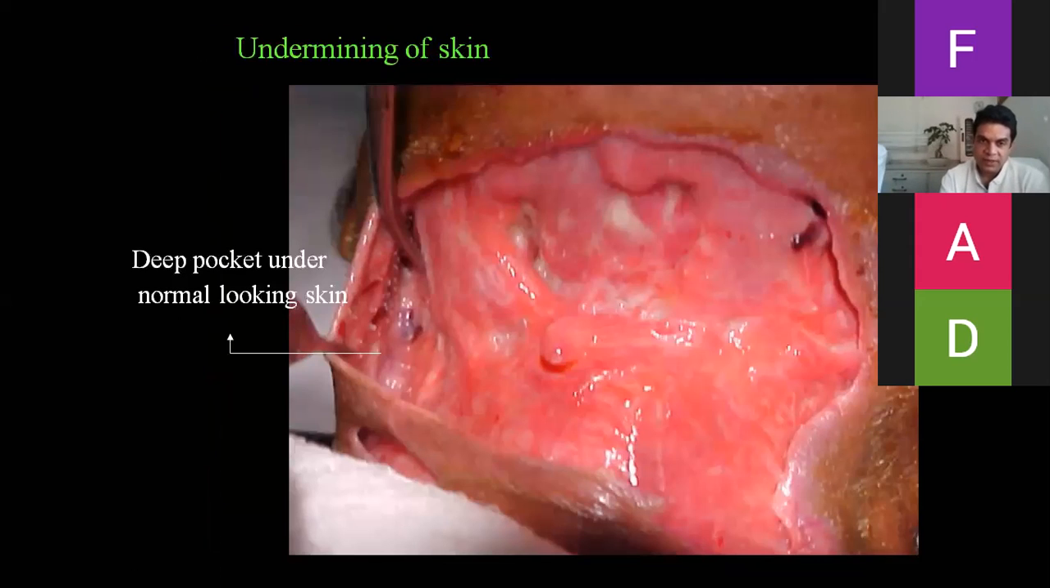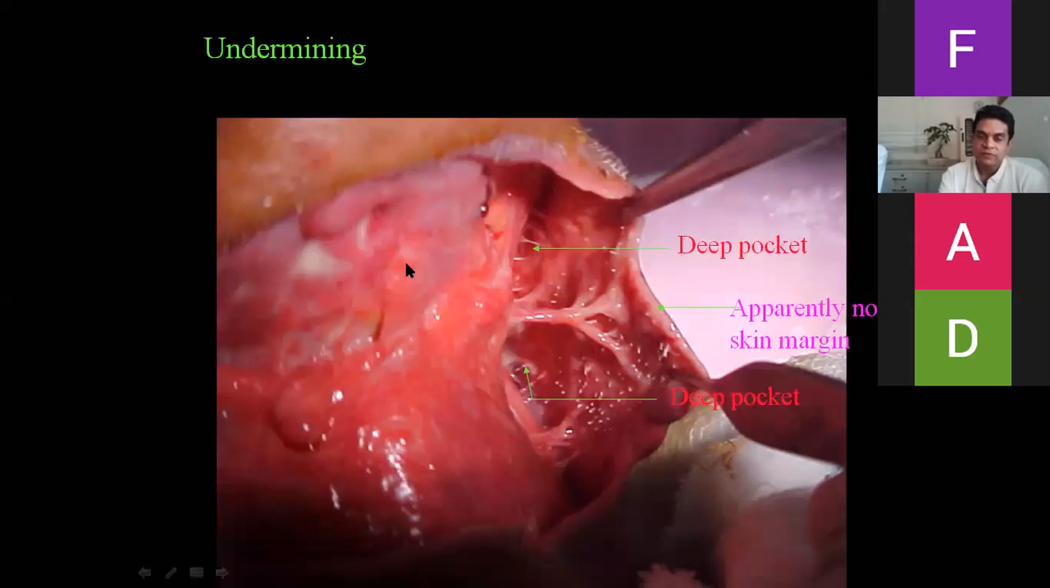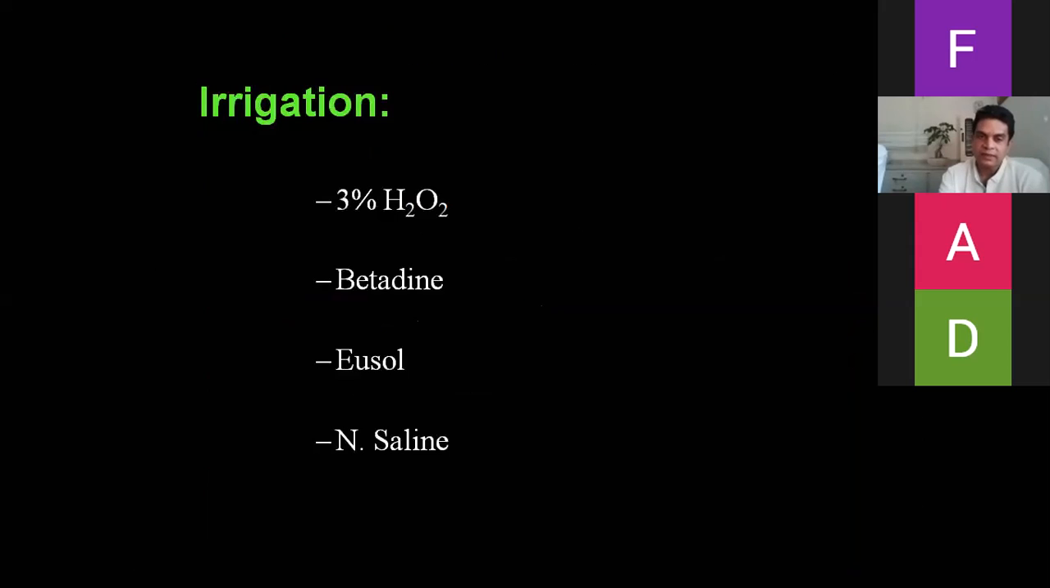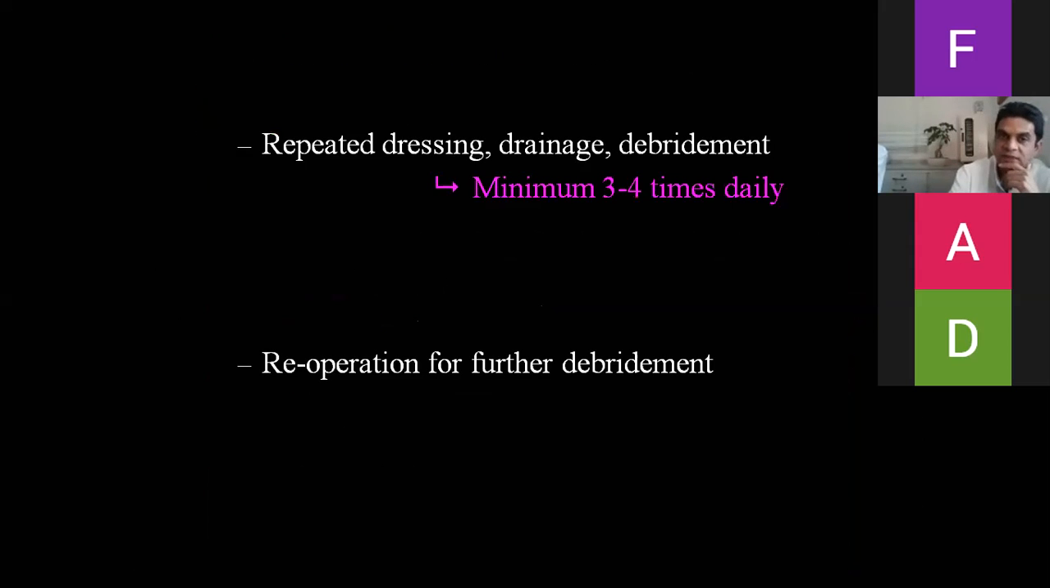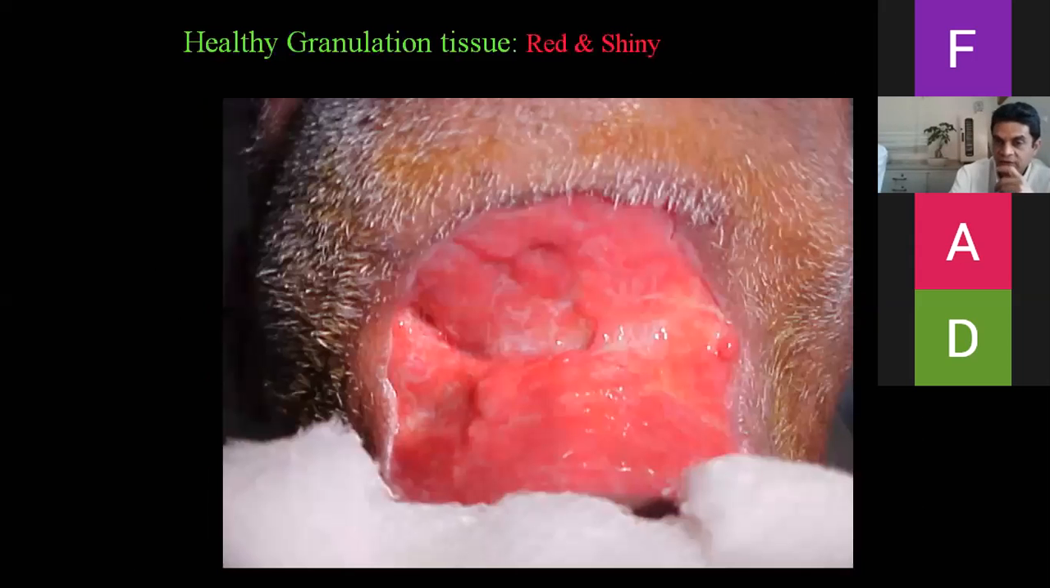And there are deep pockets in which the anaerobic infection prevails. So when you keep on doing irrigation with hydrogen peroxide and betadine, some people use Lysol also, gradually it improves. Now can you see the improved condition? The pockets will heal first. There will be no pockets, and the fresh, healthy granulation tissue will appear there.